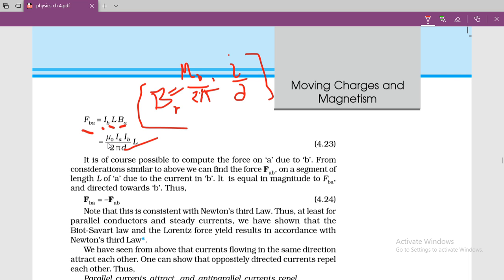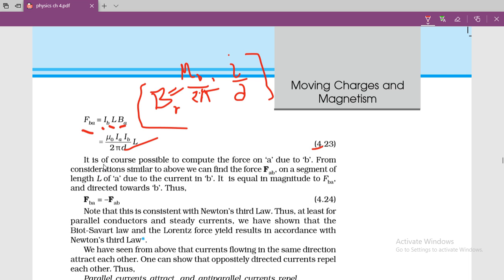So the final equation for the force is given by equation 4.23. In this, mu naught is the permeability of the free space, IA is current flowing through conductor A, IB is current flowing through conductor B, 2 pi is a constant term, D is separation between the two conductors, and L is the segment of the conductor B.